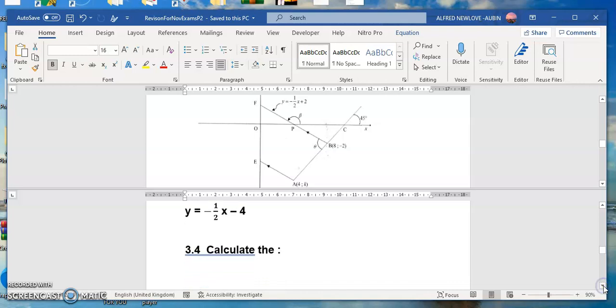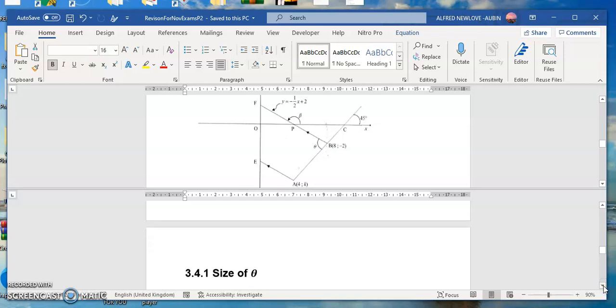Then the next question says, calculate the size of theta. This is the size theta. How are we going to do that? Size theta.